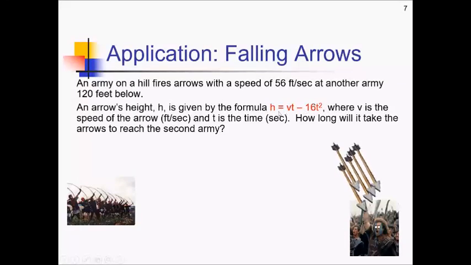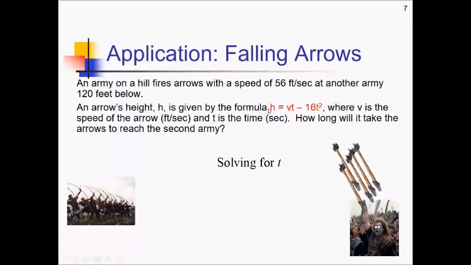And v is just the speed of the arrows, h is the height, t is the time they've been in the air. Based off of that, how long does it take those arrows to get back down there? So just plugging in a few things, and this is just kind of the inspiration for our real-life problem. We're solving for t because we're asking how long, and that means for h we need to plug something in.